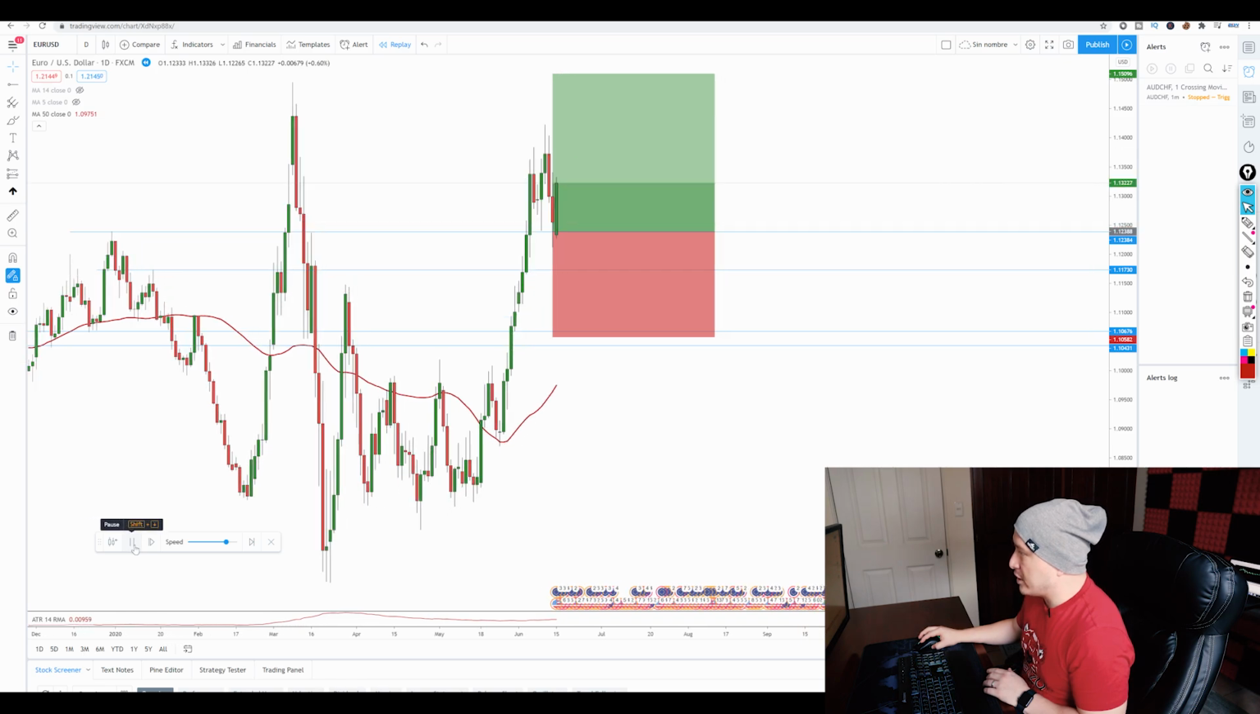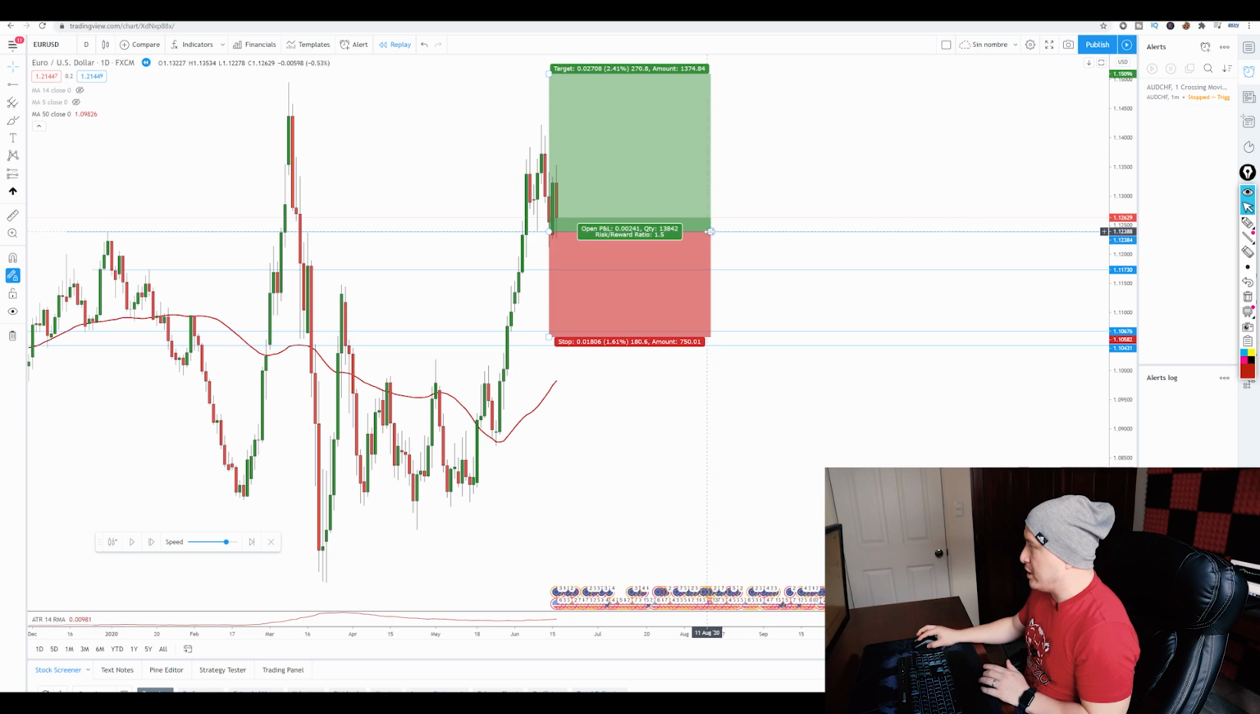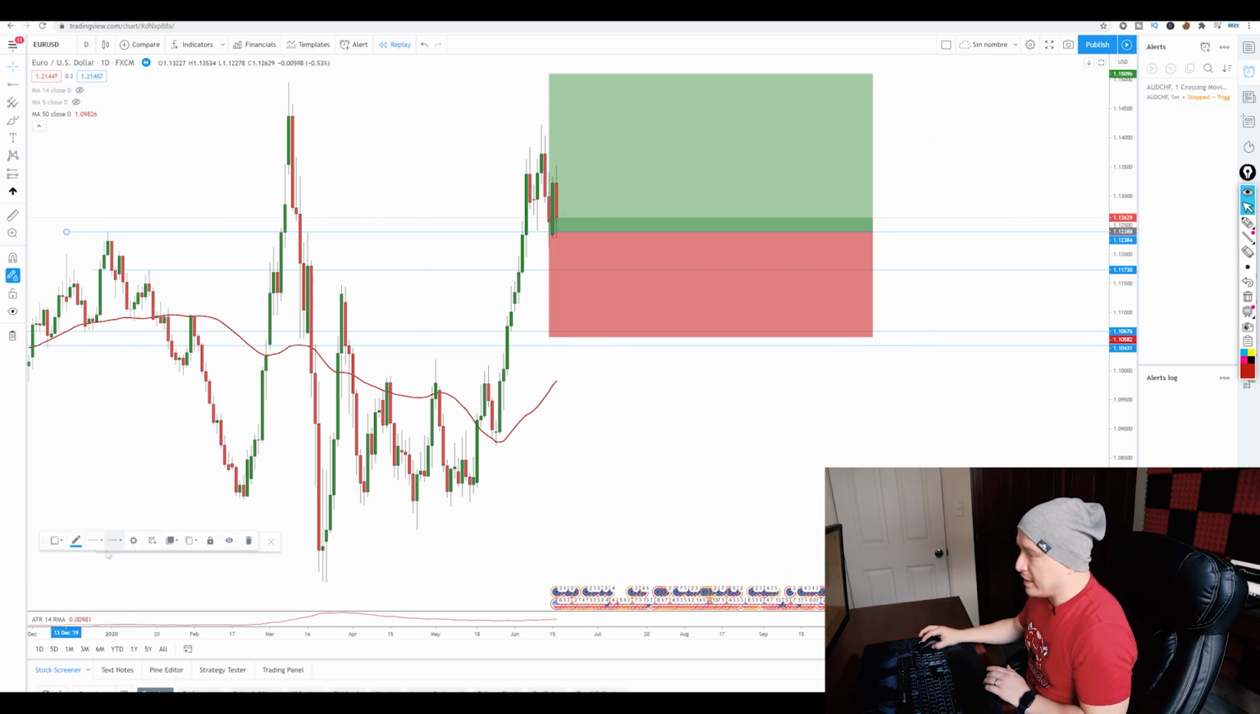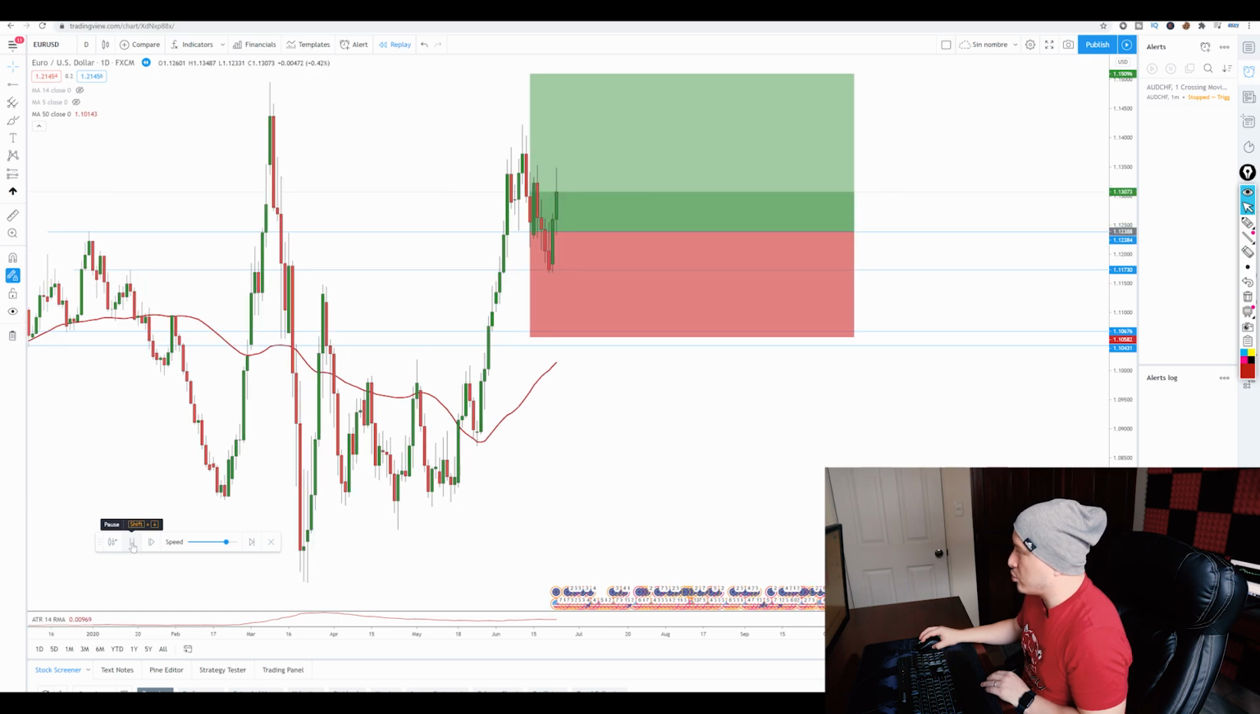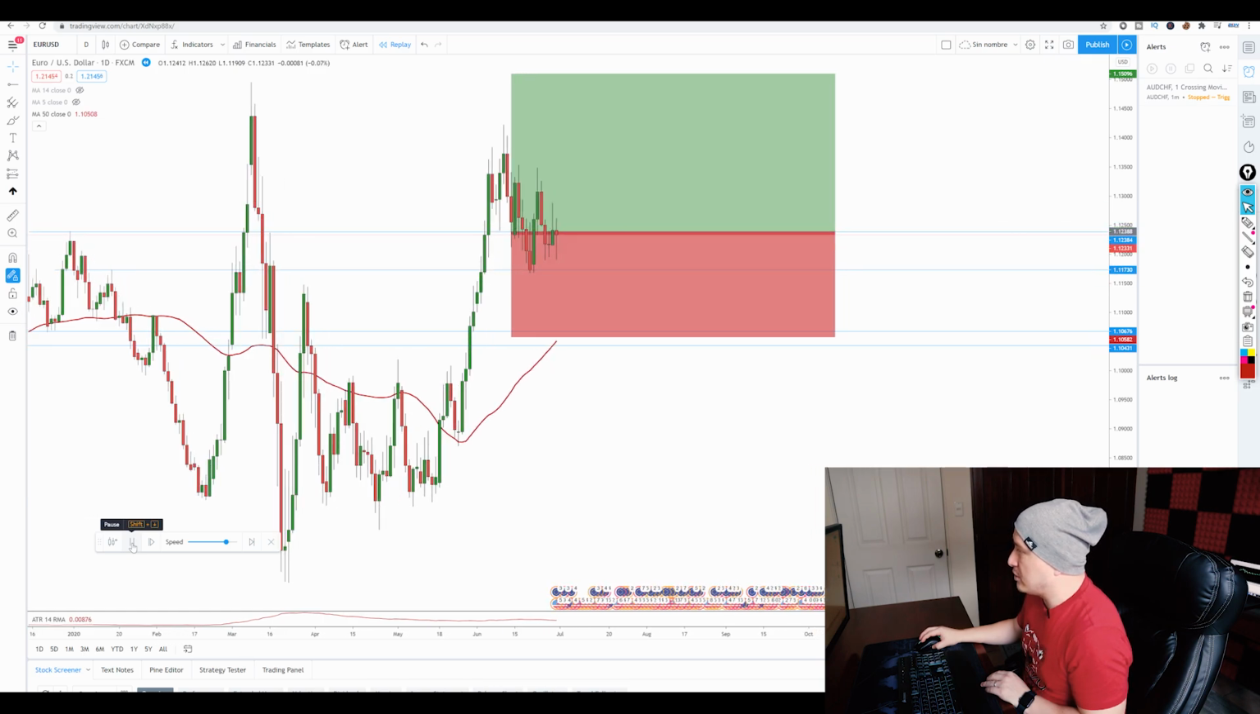So right now, as you can see, it activated the trade. We're going to see if we can actually get that one as a win. It started dropping a little bit, now it's bouncing around and so on.